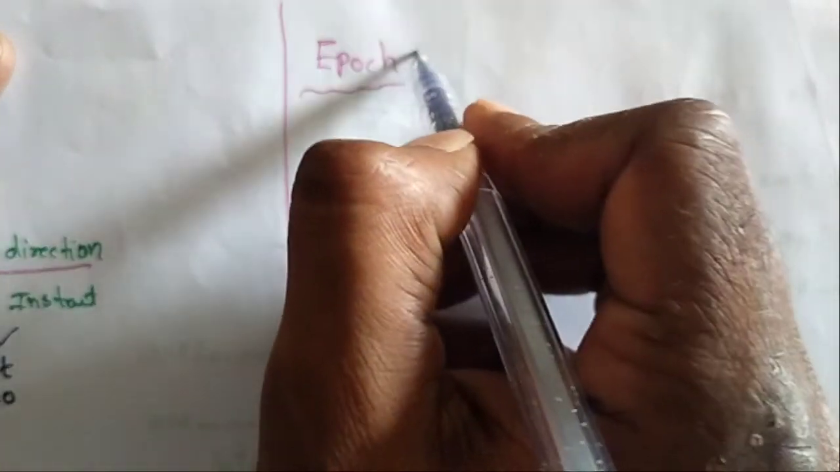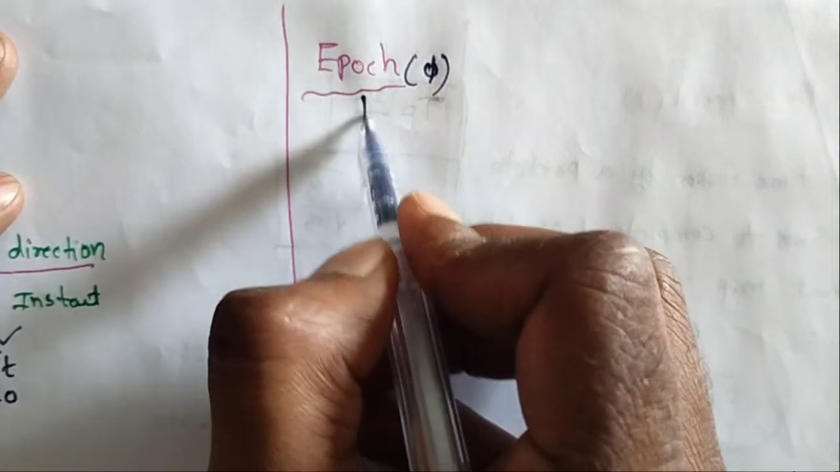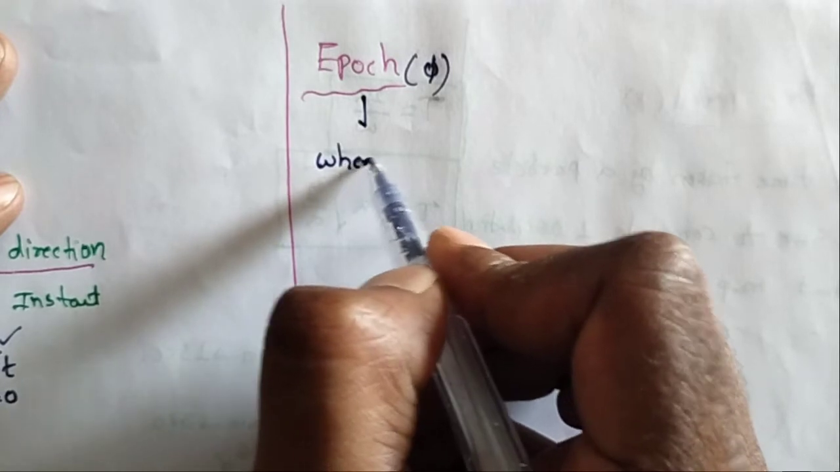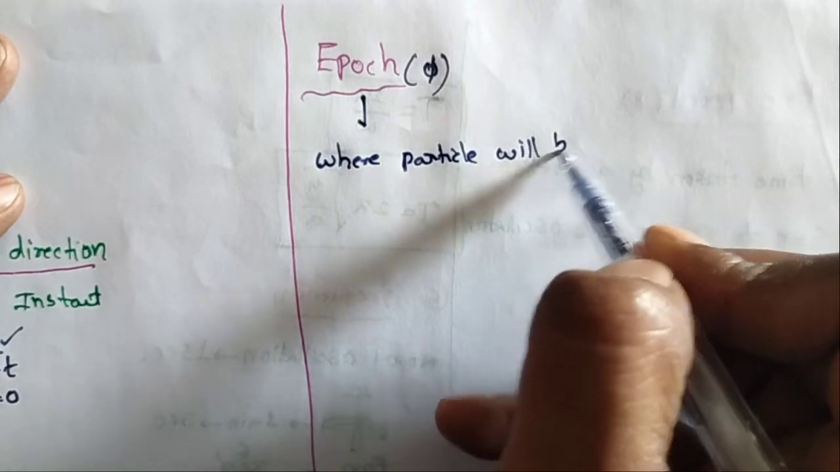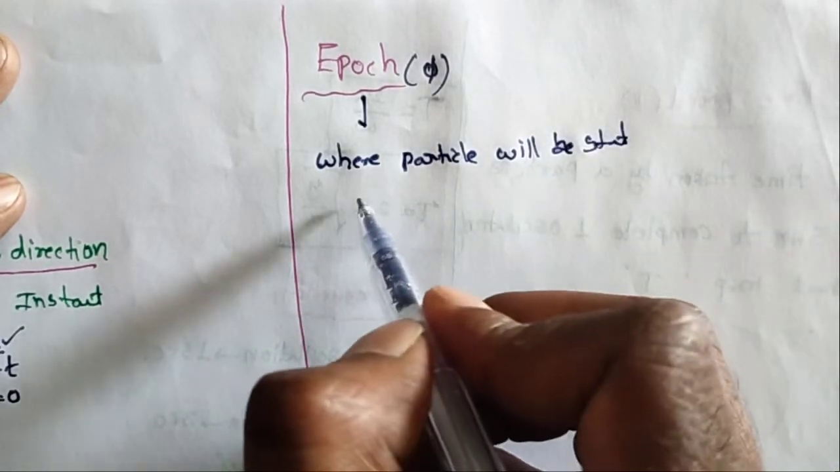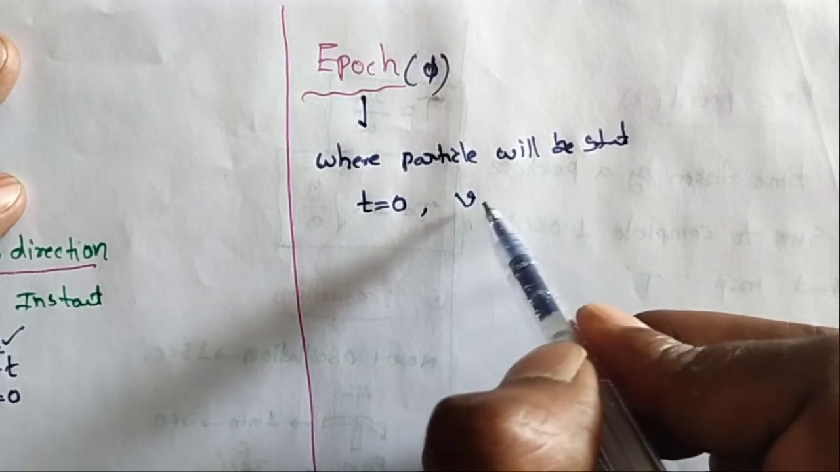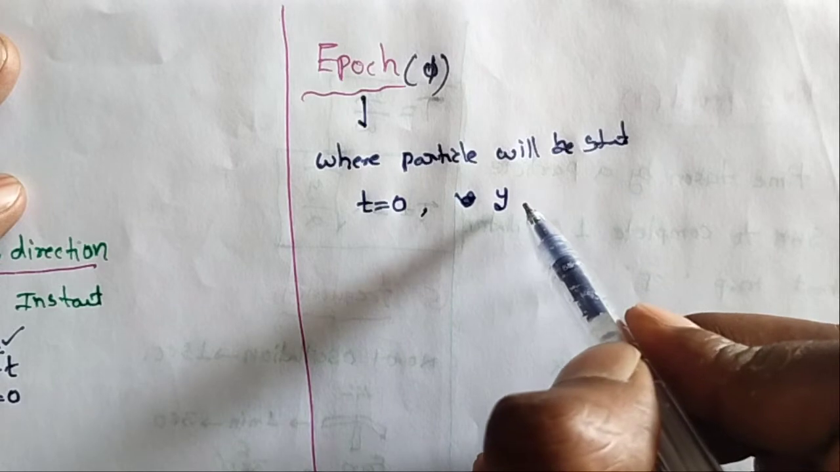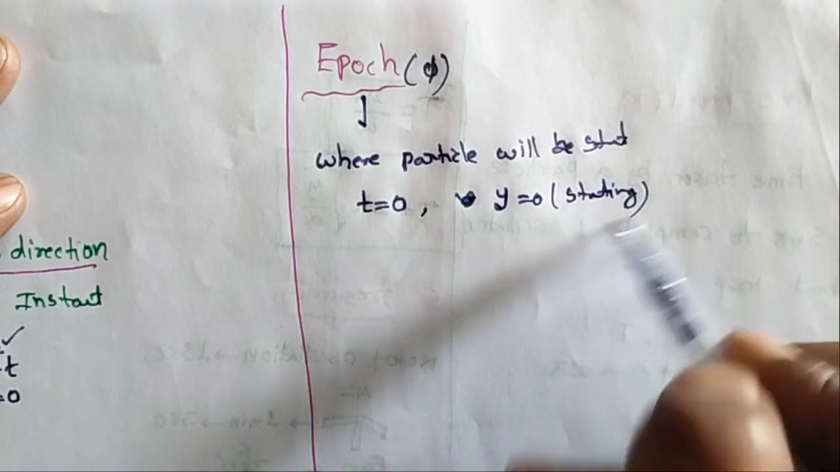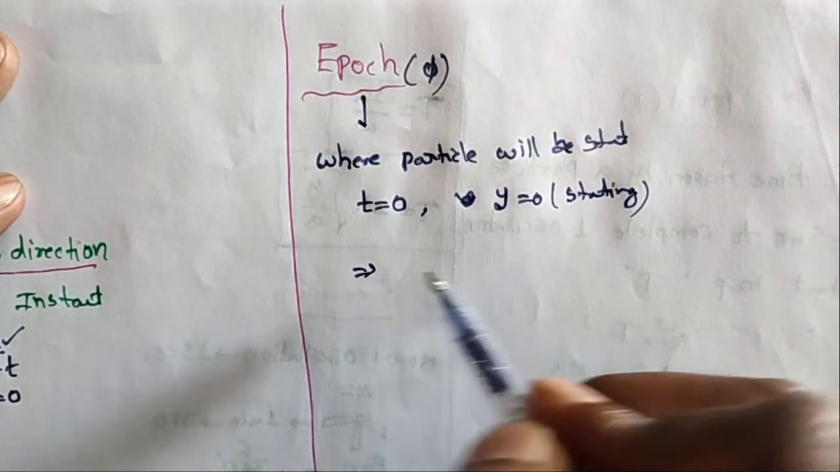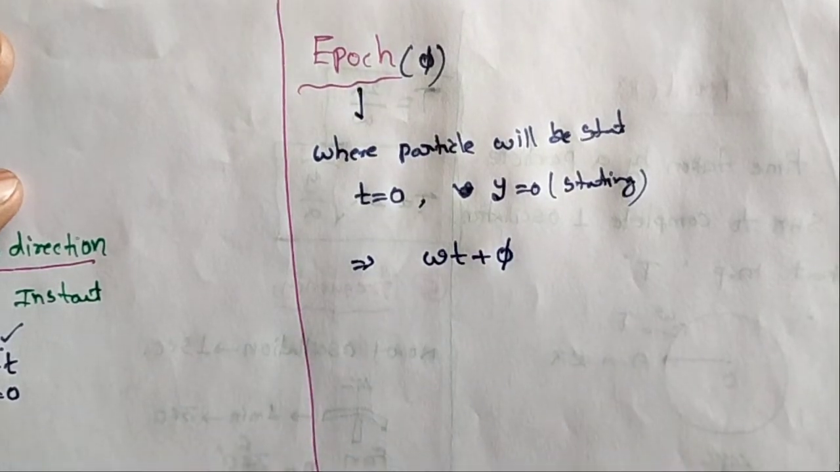Epoch, the epoch symbol is phi. So what is the epoch? Here, where the particle starts. I am taking time t is equal to 0. At that time the displacement y is equal to 0, the starting point. It is called epoch. So here it is omega t plus phi.